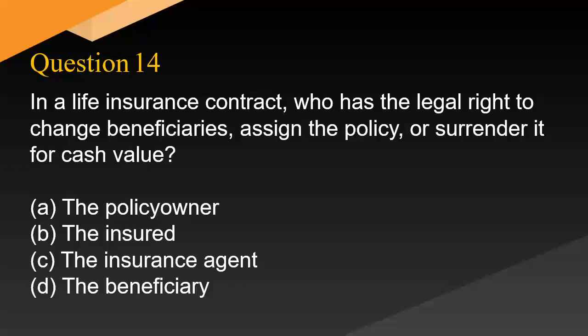In a life insurance contract, who has the legal right to change beneficiaries, assign the policy, or surrender it for cash value? A. The policy owner. B. The insured. C. The insurance agent. D. The beneficiary.